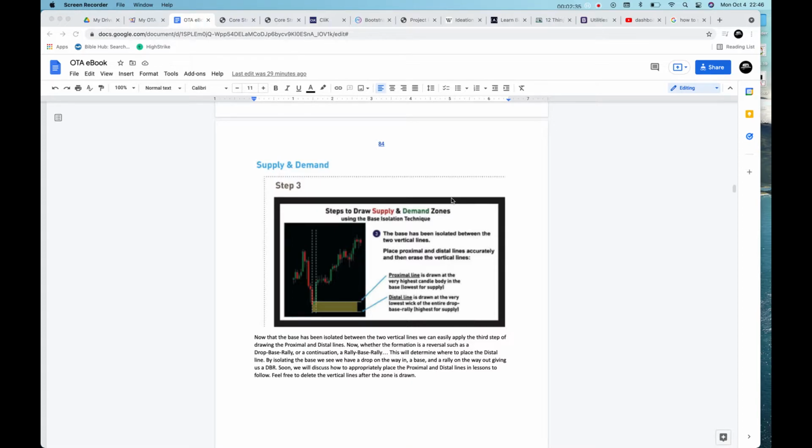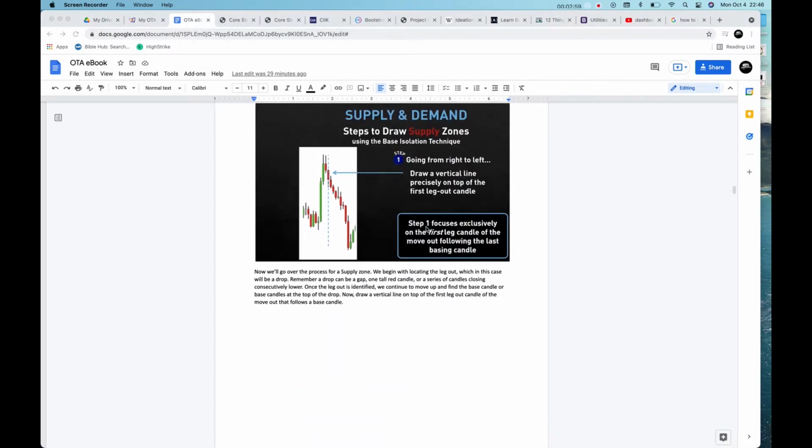Now, by isolating the base, we can see we have a drop on the way in, then we have a base, and then we have a rally on the way out, giving us a drop-based rally or DBR. Now, soon we will discuss how to appropriately place the proximal and distal lines in lessons to follow. But once you've got your zone drawn, go ahead and delete the vertical lines afterward.